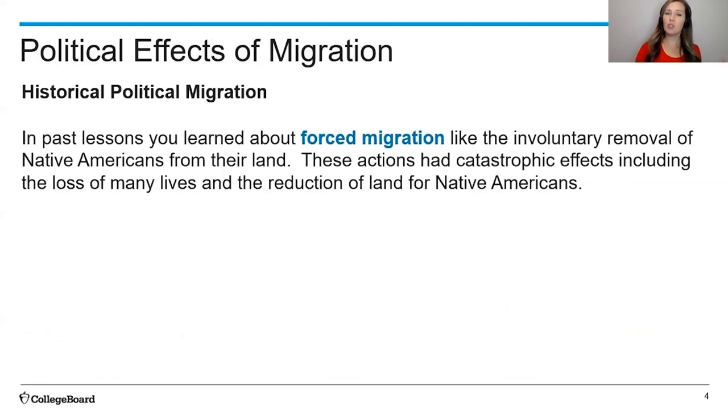We're going to take a look both at historical patterns of migration and contemporary patterns of migration and their effects. So when we look historically and we're looking at political effects, often things that come to mind would be forced migrations, much like you learned about in the last unit, like the involuntary removal of Native Americans from their land. These actions had catastrophic effects, including the loss of many lives and the reduction of land for Native Americans. These consequences can even be seen today in where we see Native Americans living and the reservation system. So these historical acts still have present day consequences.